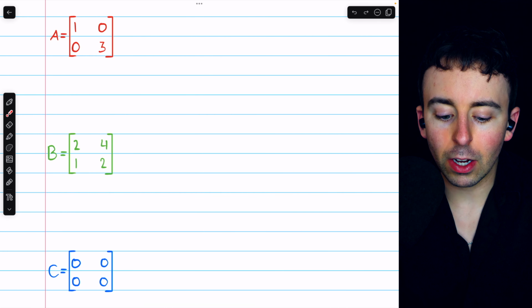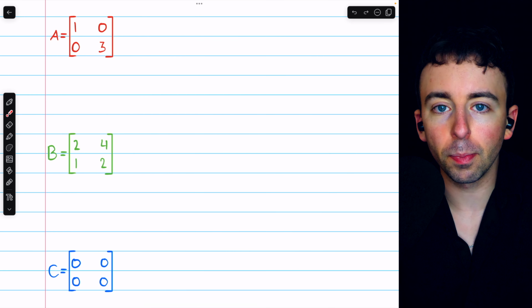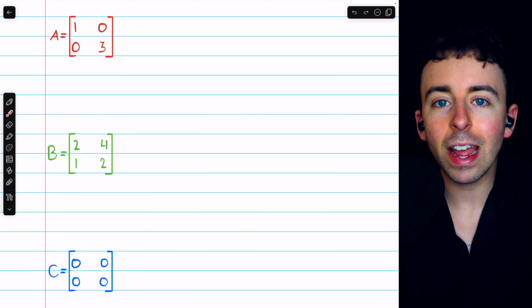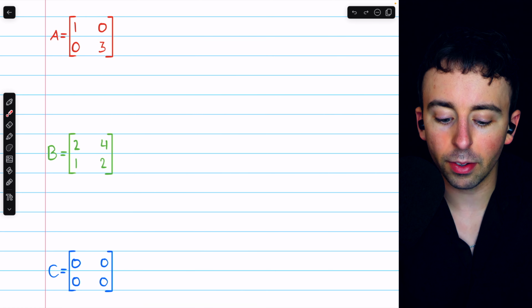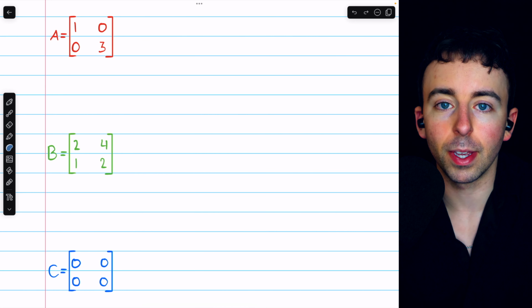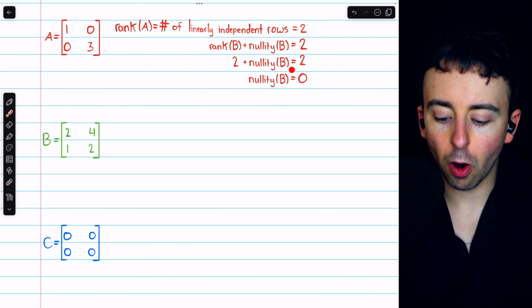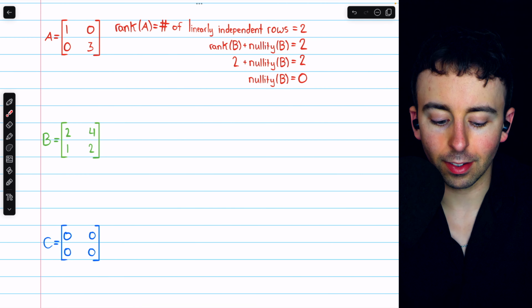It's clear that this matrix has two linearly independent rows, because these two rows are not scalar multiples of each other. Hence, the rank of this matrix is 2. The rank plus the nullity must equal the number of columns, which is also 2, so the nullity must be 0. And there those steps are written out. The nullity of the matrix is 0.